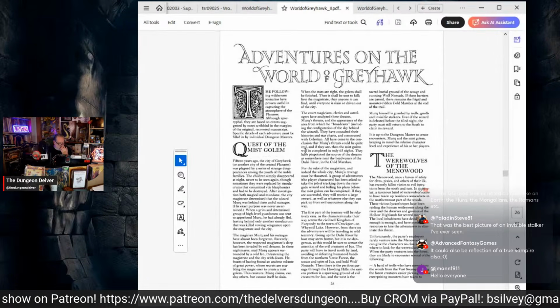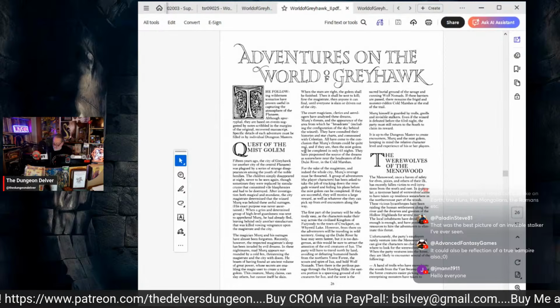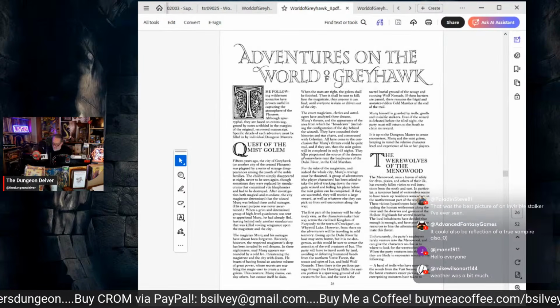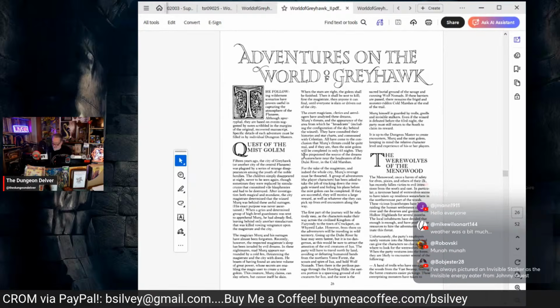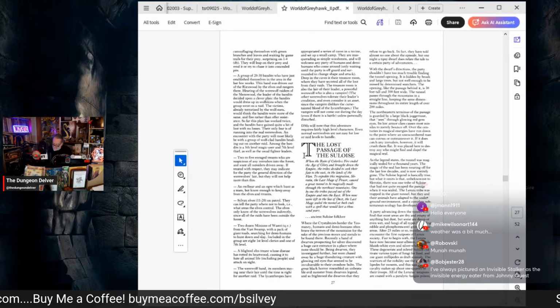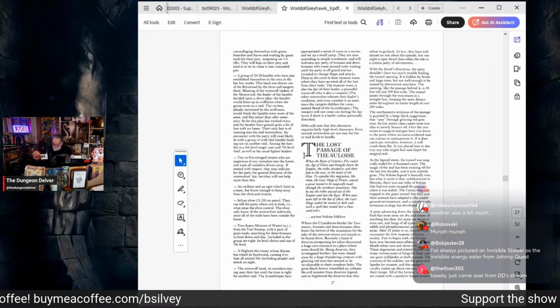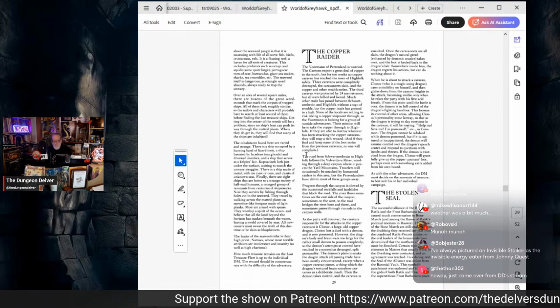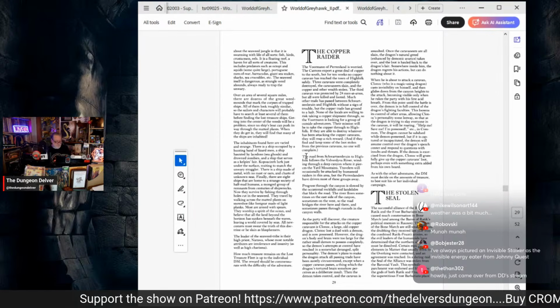Adventures in the world of Greyhawk. Now, this is vital, because Gary gives you a few module seeds. Hell, campaign seeds. Quest for the Mist Golem. The Werewolves of the Meadowwood. Lost Passage of the Sulwa. The Stolen Seal. The Copper Raider. Worst quality copper ever, by the way.